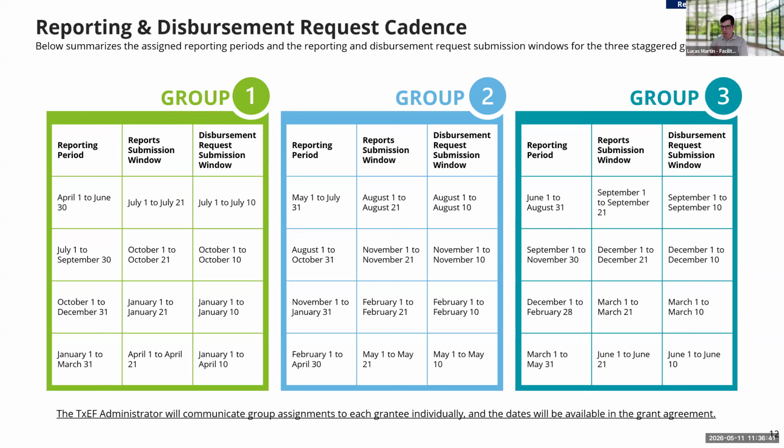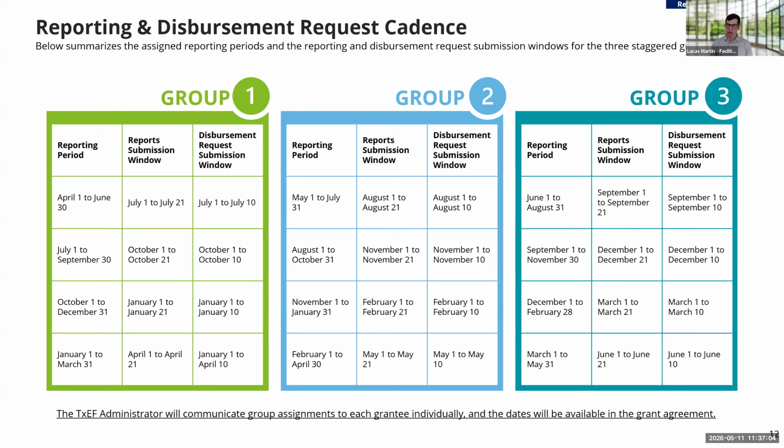So you can see here, I'll spend a little bit of time on the green portion for group one. This follows a traditional quarterly cadence, 3 months out of the year. The first 3 months, meaning it follows the next 3 months and so forth. But you can see here the reporting period is April 1st to June 30th.